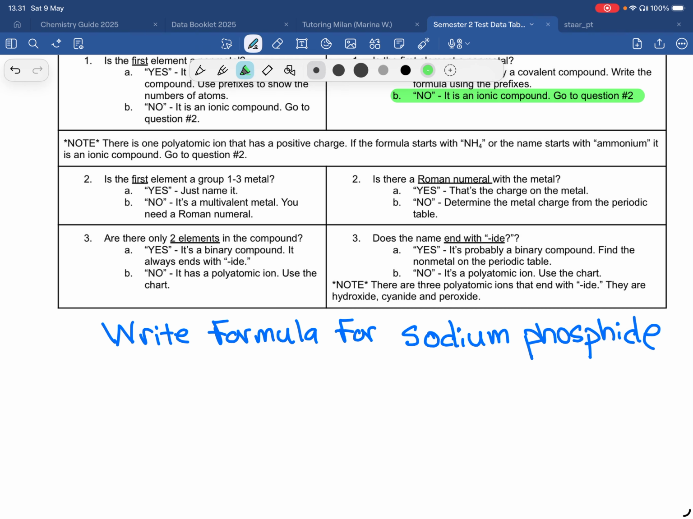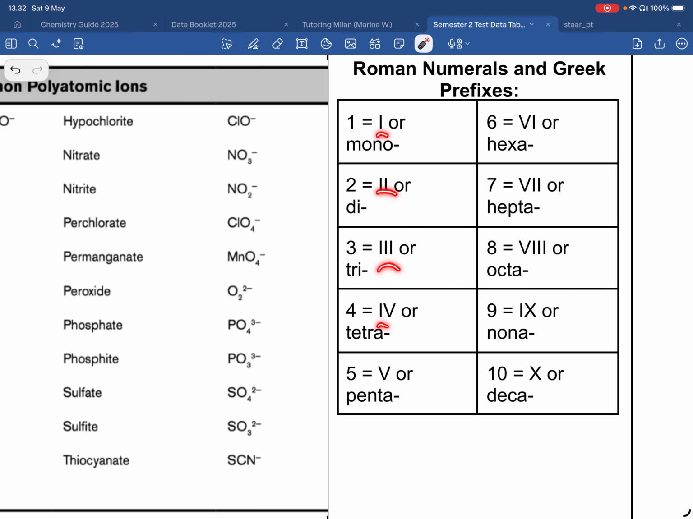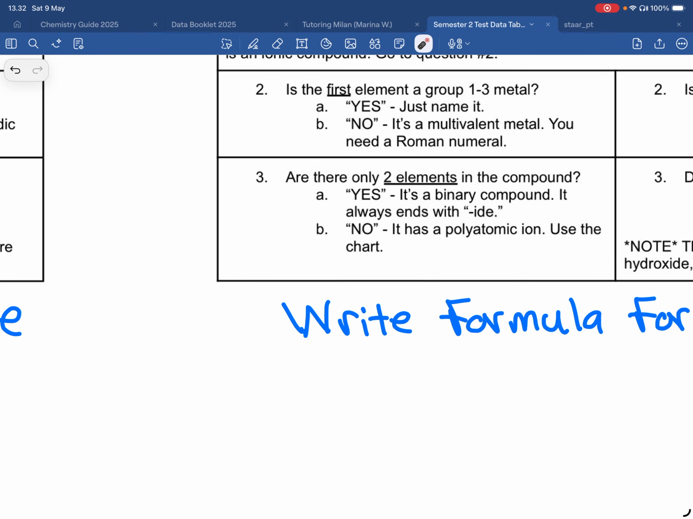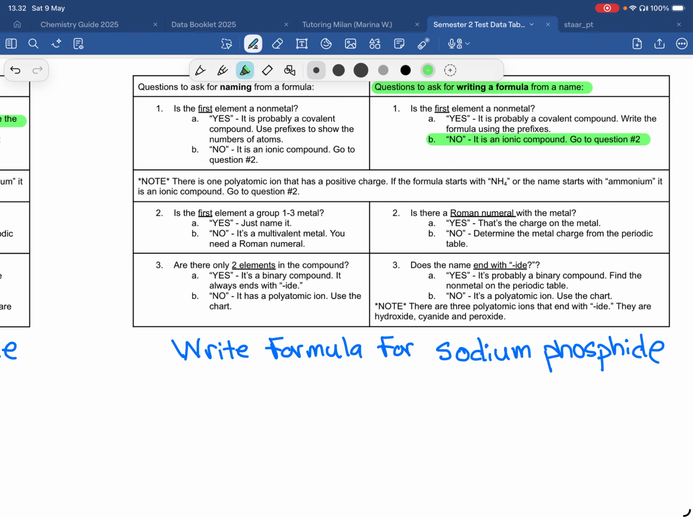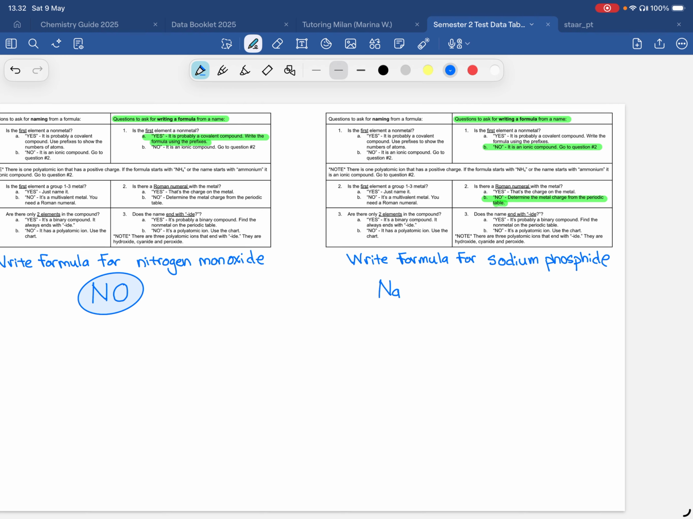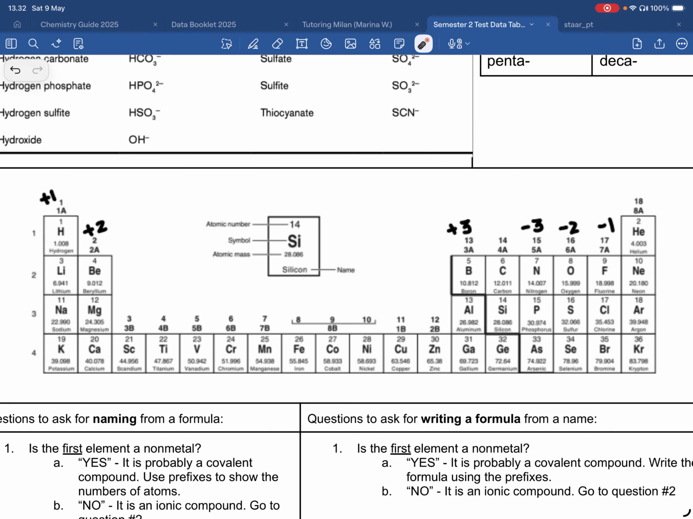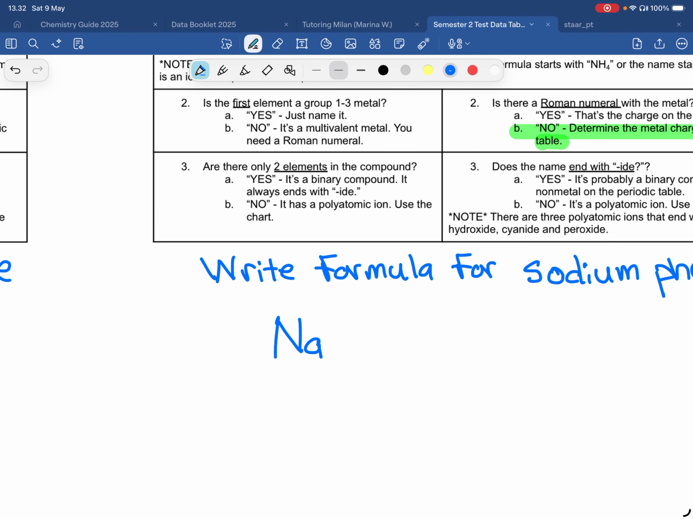Go to question 2. Question 2, is there a Roman numeral with the metal? Roman numerals like 1 or 4. Those are the Roman numerals. You will see them in the chart here. 1, 2, 3, 4, 5, etc. And no, there is no Roman numeral in that particular name. So therefore, no, determine the metal charge from the periodic table. So the metal is sodium, Na. If you go back to your data tables, sodium is in group 1, which means it's a positive 1 charge. So my sodium charge will be positive 1.